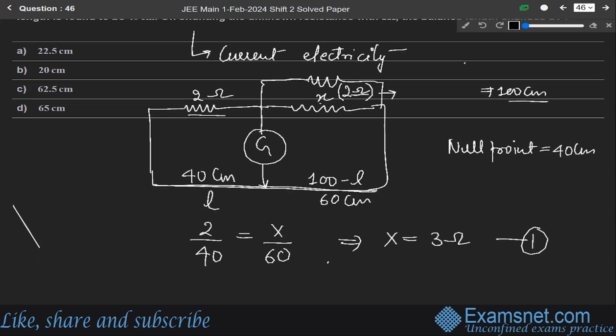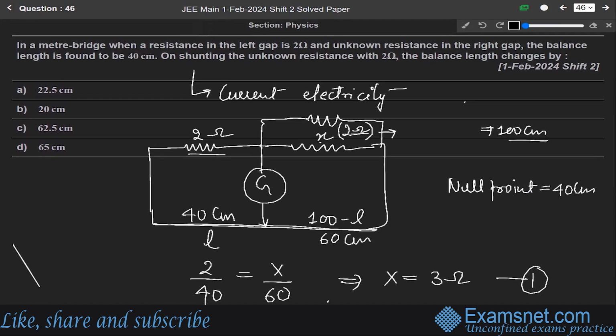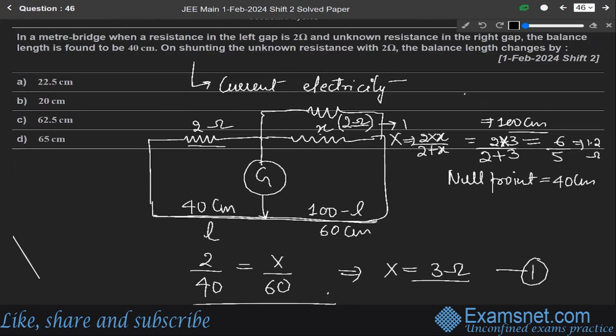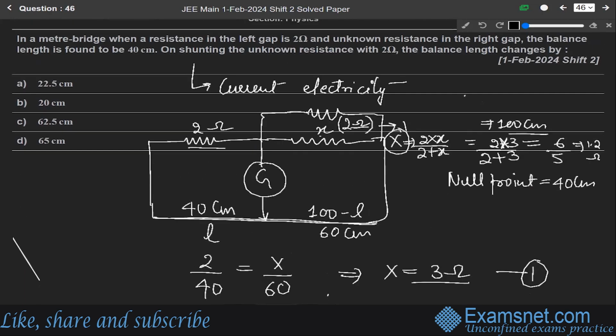So for this, R equivalent will become, let us say, x dash. So x dash will become 2 into x over 2 plus x, and x is 3 ohm. So it will be equal to 2 into 3 over 2 plus 3, so it will be equal to 6 over 5, which means 1.2 ohm.